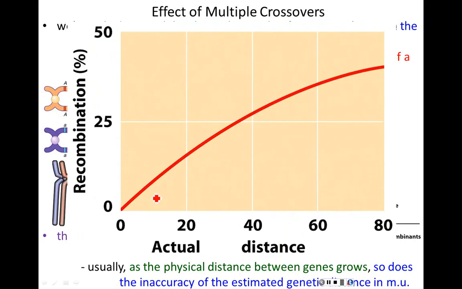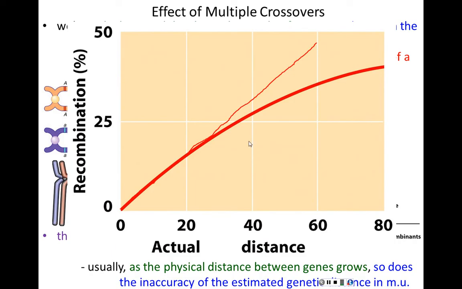So we can see that. Here's the actual distance between genes, and here's the recombination frequency or map unit between genes. Early on, when the genes are close together, it's very, very linear. One does a good job of measuring the other. But if this were to continue to be a linear line, we would see that correlation carry true. But it doesn't. We can see that line starts to curve.